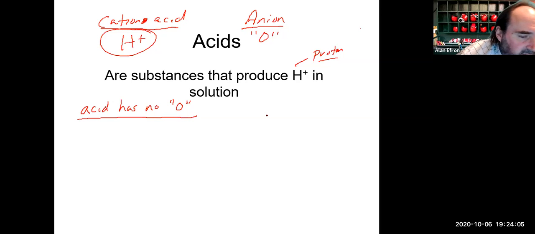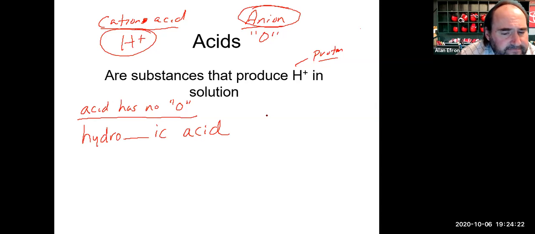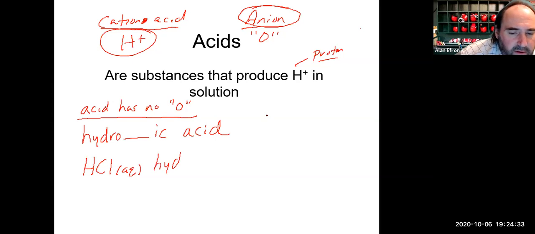If your acid has no oxygen, the way that we name the acid is we start with hydro, something, ic, acid. The missing part is the anion part. So if we have something like HCl, no oxygen, so this would be hydrochloric acid.